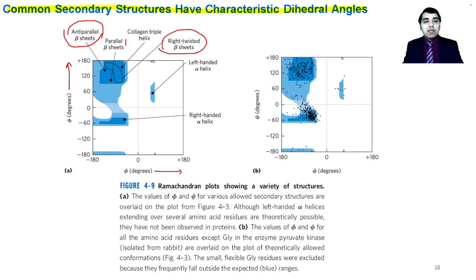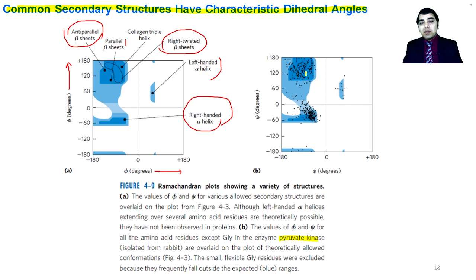We can see this area that contains phi and psi angles that will make the right twisted beta sheets, and this is for the left-handed alpha helices, and this is the region for the phi and psi angles that can make the right-handed alpha helix. We can see for the enzyme pyruvate kinase, the phi and psi angles of all of its amino acids are shown on this Ramachandran plot.